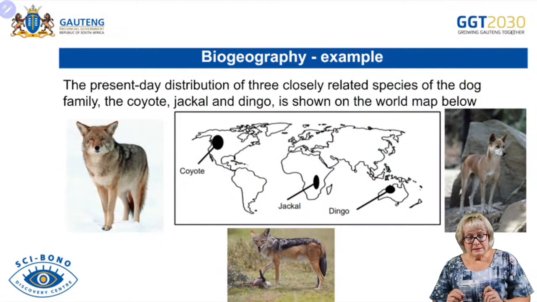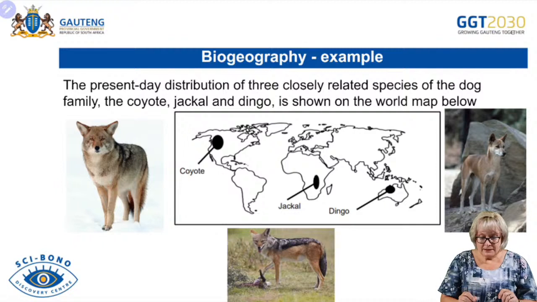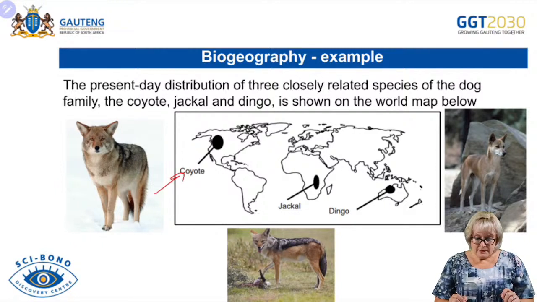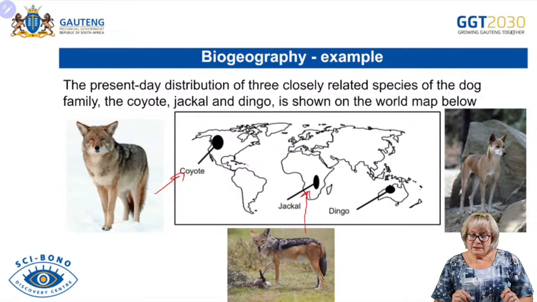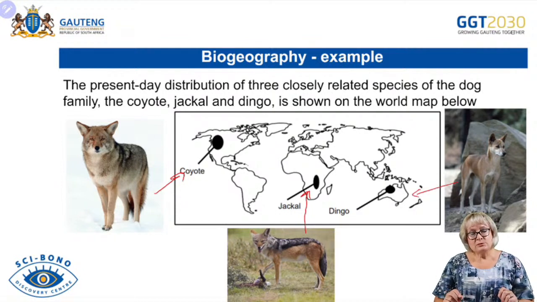Now, another example is, if we look at the world map that we have now, the present-day distribution of 3 closely related species of the dog family. The coyote, can you see? This is a coyote here. The jackal, we all know the jackal that we find even in South Africa. And the dingo, there is the dingo. If you look at the photos of these 3 dogs from the dog family, they look very much the same, yet there are differences.